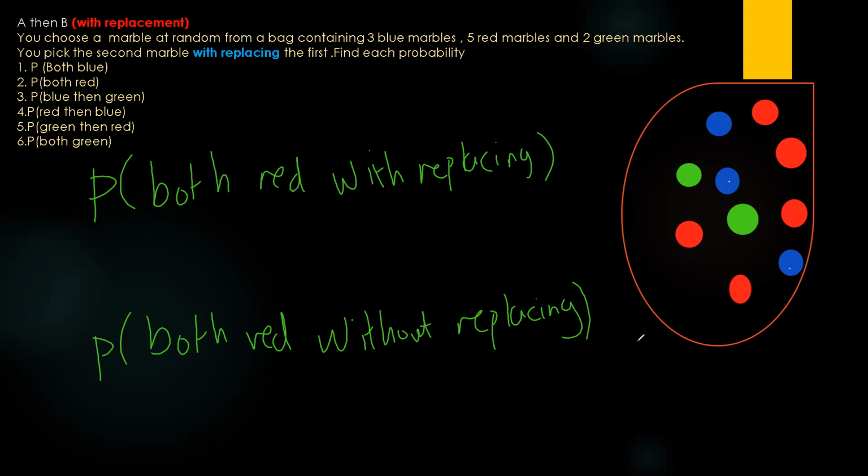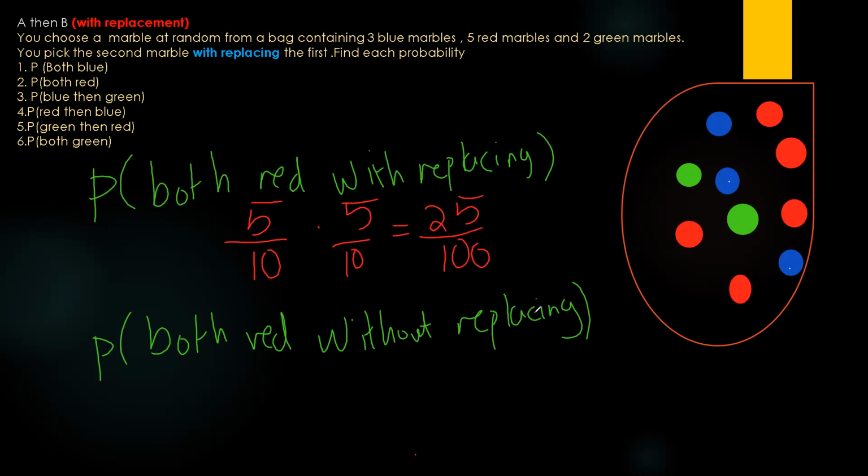Now the first case, both red with replacing, and I choose the first one is red, so I have 5 over 10. After I select it, I take it out of the bag, then I replace it. So how many are red? They are still 5 and they are still 10. So we have them as 25 over 100.